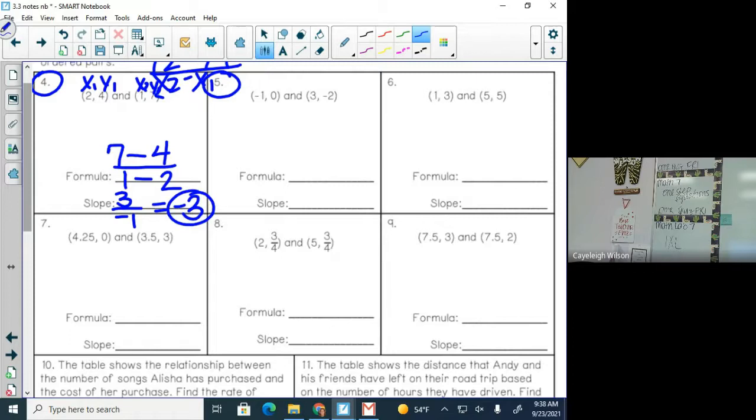All right, so again on this next one, I'm going to label it x1, y1, x2, y2. So I want a little bit more participation here. So what's y2? Negative 2. Minus y1, 0, over x2, 3, minus x1, negative 1. So on the top, that's negative 2 minus 0, which is negative 2. On the bottom, 3 minus negative 1. That makes it 3 plus 1, which is 4. And what fraction is negative 2 over 4 reduced to? Negative 1/2.